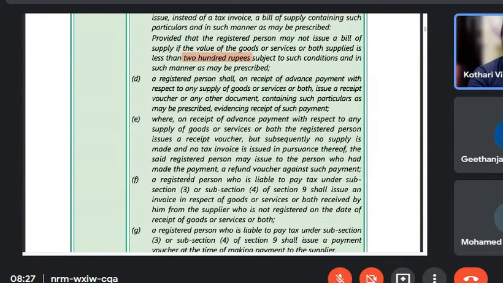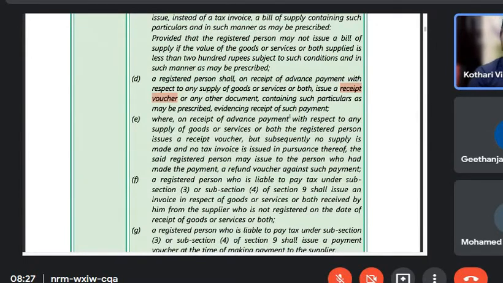Fourth document. A registered person shall, on receipt of advance payment with respect to any supply of goods or services or both, issue a receipt voucher. What is your fourth document? Receipt voucher, or any other document containing such particulars as may be prescribed, evidencing receipt of such payment.